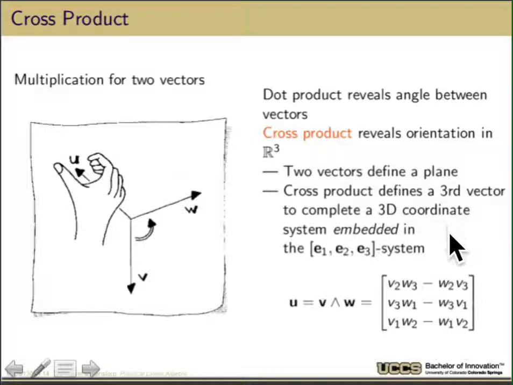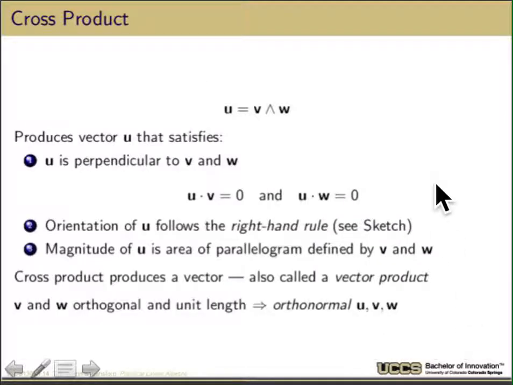So we can do this. We can take the cross product, U equal to V cross W, which gives us a vector: v2 w3 minus w2 v3, v3 w1 minus w3 v1, and v1 w2 minus w1 v2. And don't worry if that seems a little hard to remember. I'll show you a trick to remember in just a second. But let's look at some of the important properties of it, and then we'll come back to how to compute it.